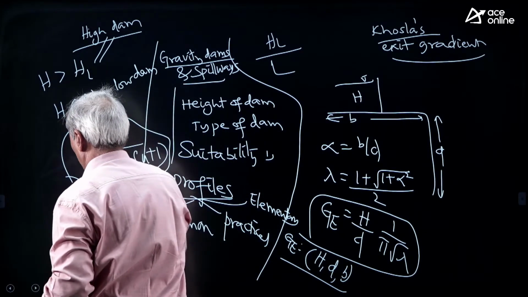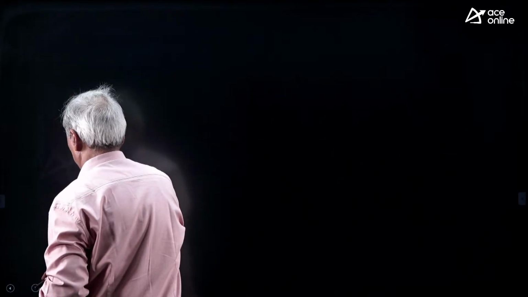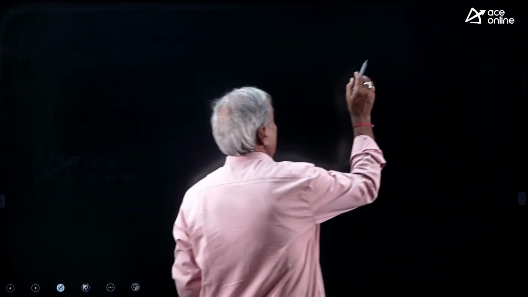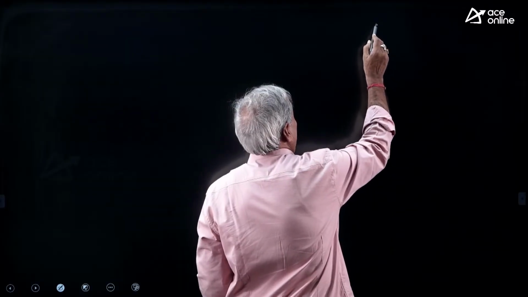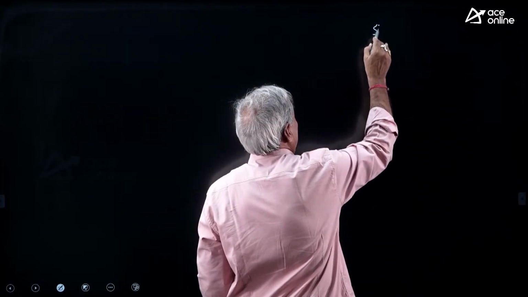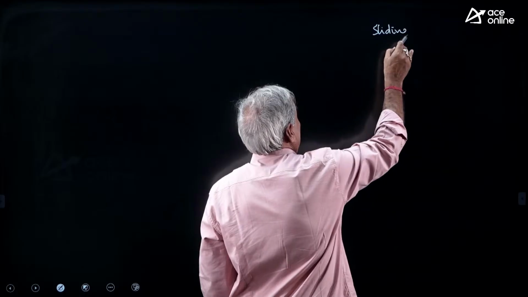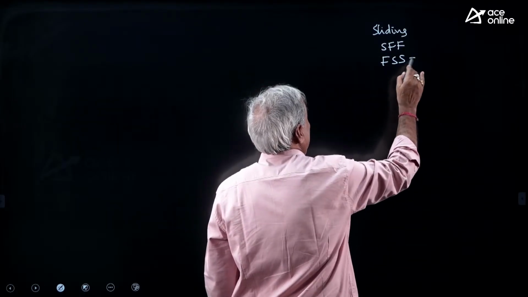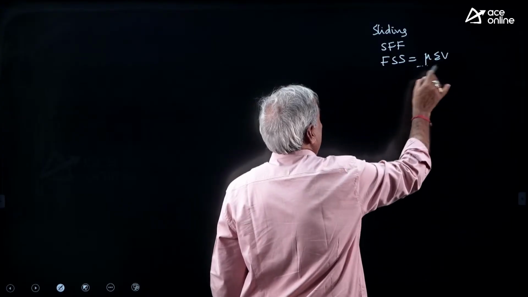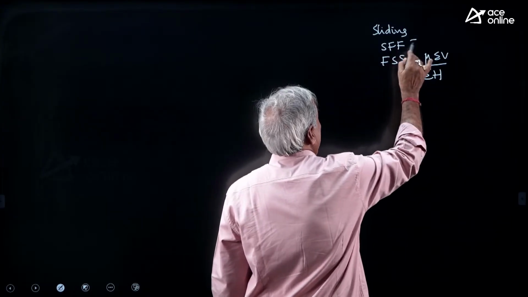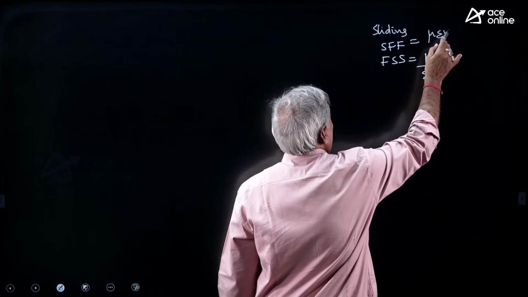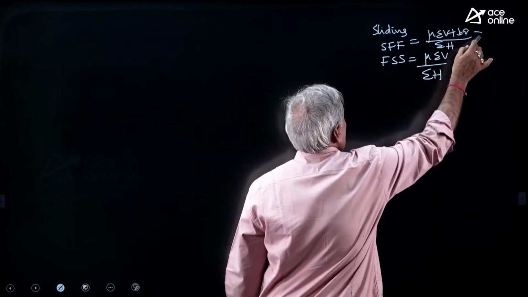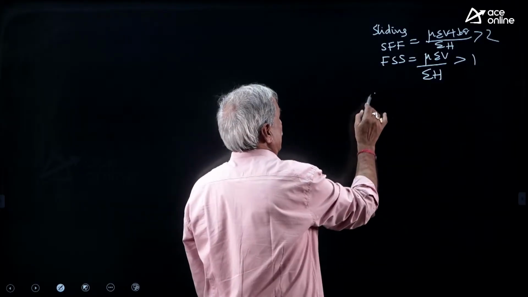If it is a high dam, all the forces must be considered. All the forces means both major forces and minor forces must be considered. What are the failures of the dam is important. Failure due to sliding: SFF and FSS. FSS is given by mu sigma V divided by sigma H. SFF is given by mu sigma V plus BQ divided by sigma H. FSS must be more than 1. SFF must be more than 2.